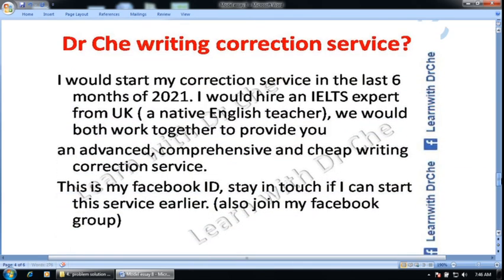So at the end, after watching my courses, you would be able to write very good essays, but before taking the exam, you need some writing corrections from a real IELTS expert, preferably a native IELTS expert, not any English teacher, an expert. I would also start my correction service in the last 6 months of 2021. I would hire an IELTS expert from the UK, a native English IELTS expert. We would work together to provide you advanced, comprehensive and cheap writing correction service.